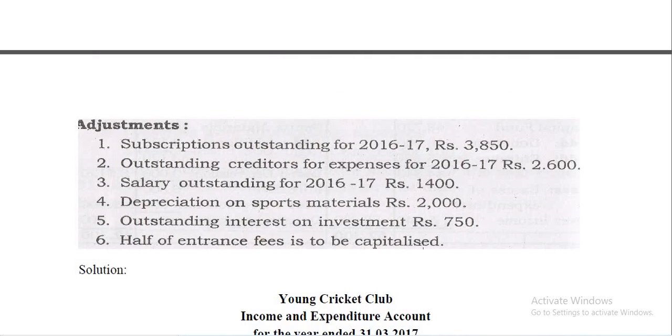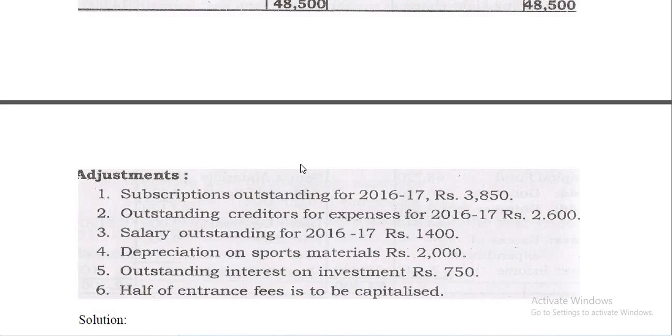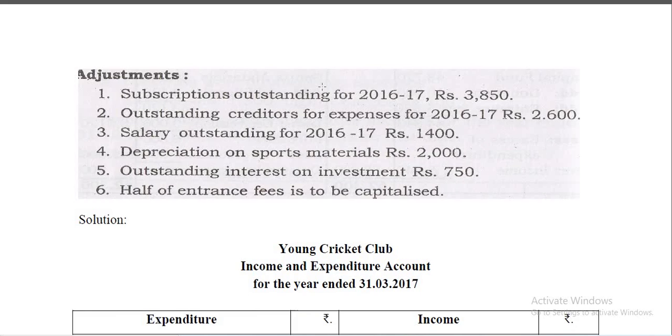Half of the entrance fee is to be capitalized. That means the entrance fee value is 4,600. So 2,300 should be taken to the income and expenditure account, income side, and the remaining 2,300 should be added to the capital fund on the liability side of the balance sheet. So that's about the adjustments.